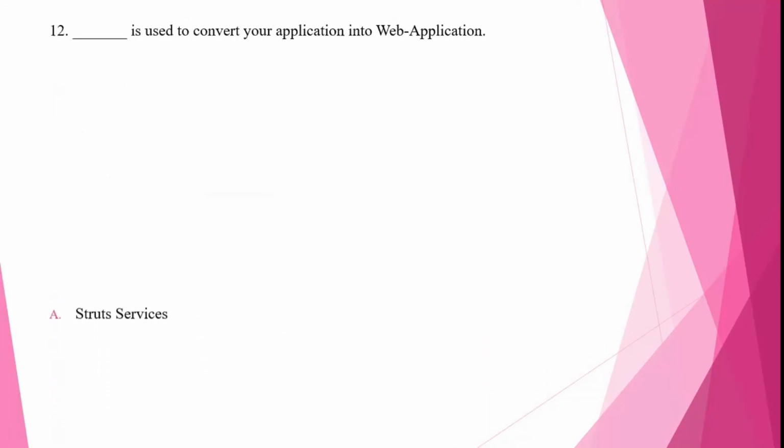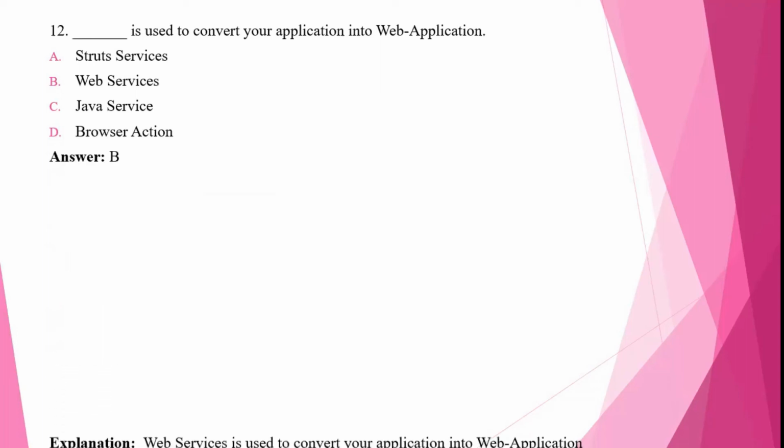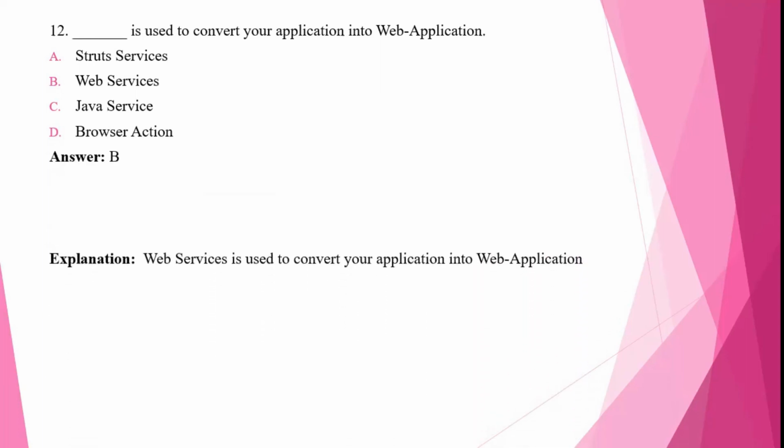Next one, dash is used to convert your application into a web application. First one, Struts server. Next one, web service. And the next one, Java service. And the last one, browser action. So the right answer for this is B, that is web services is used to convert your application into a web application.